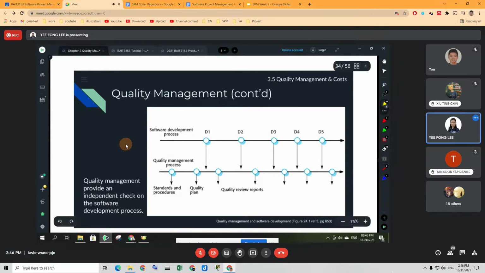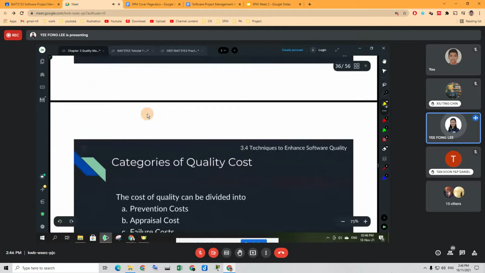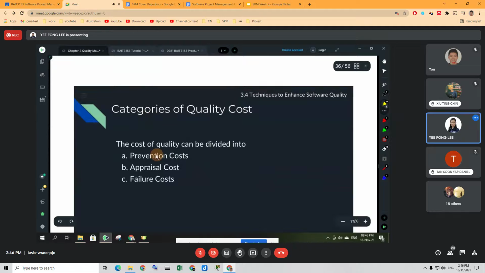So this next one, cost of quality, is a methodology used to measure what amount of an organization's resources are being used for prevention activity, as well as maintaining product quality activities. So we look at the category of quality costs.